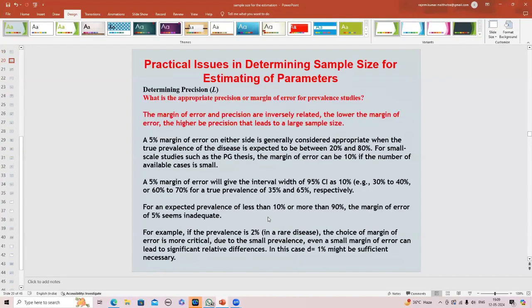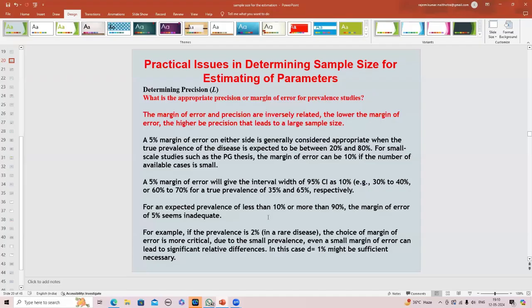That is, what is the appropriate precision or margin of error for a prevalence study. Generally we take 5% if the expected prevalence lies between 10% and 90%. This is just a rule of thumb, not mandatory. You can increase or decrease it according to the precision level you want. You can increase it to 10% or decrease it to 4%. But if your expected prevalence is outside 10% to 90%, this 5% is not applicable. In that case you have to select either based on relative precision or by taking expert opinion.